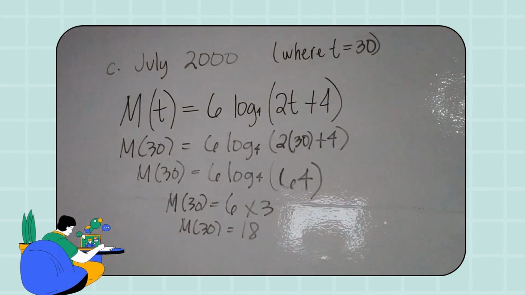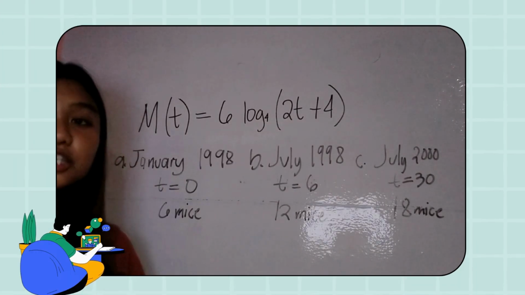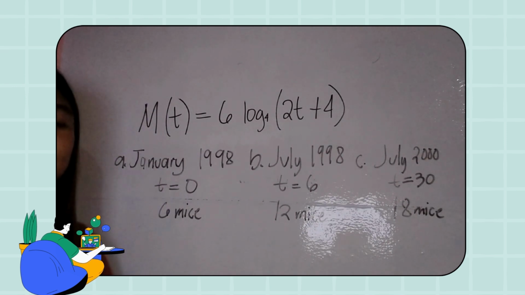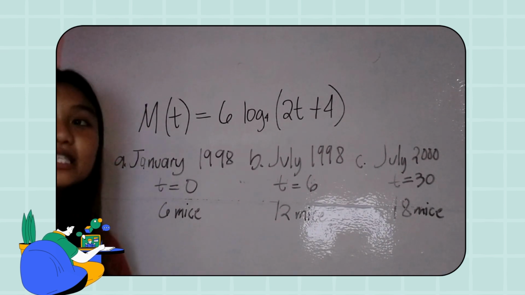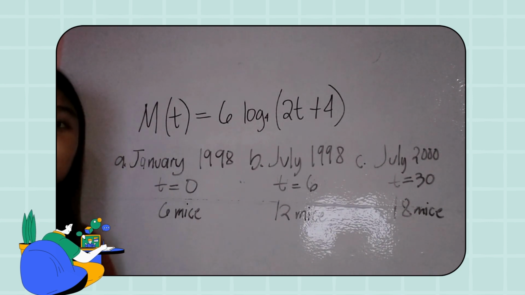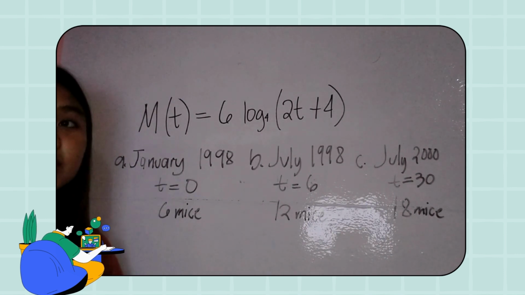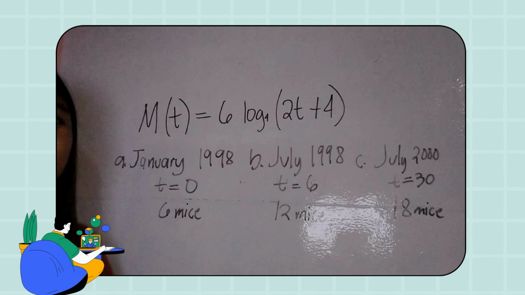Thus, the number of mice in the house in July 2000 was 18. So in summary, in January 1998, when t is equal to 0, there were 6 mice. In July 1998, when t is equal to 6, the number of mice grew to 12 mice. In July 2000, when t is equal to 30, the mouse population reached 18 mice.